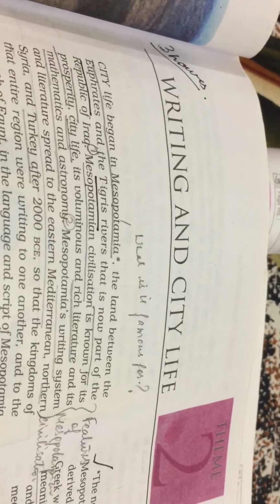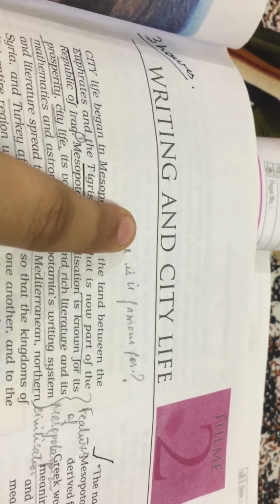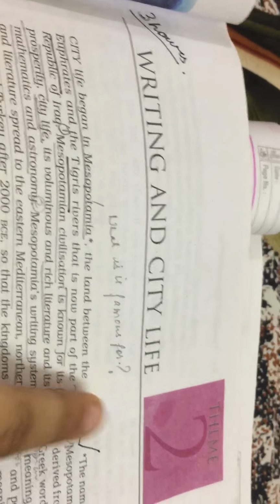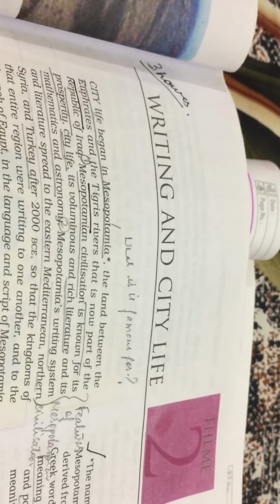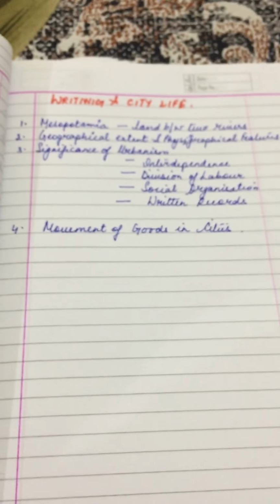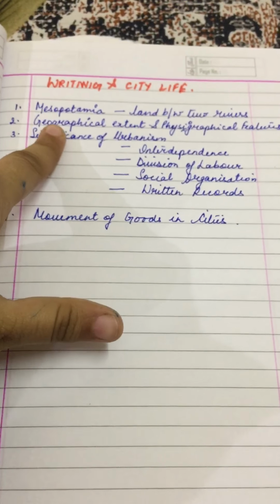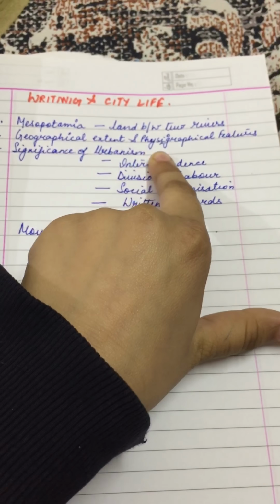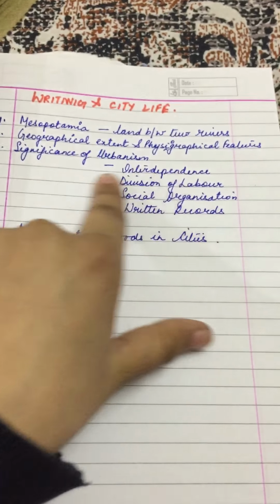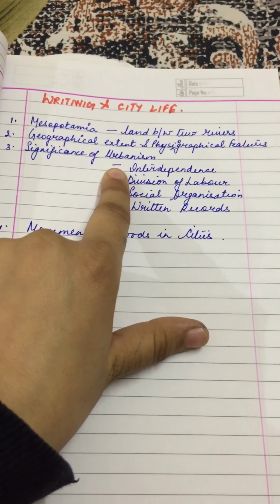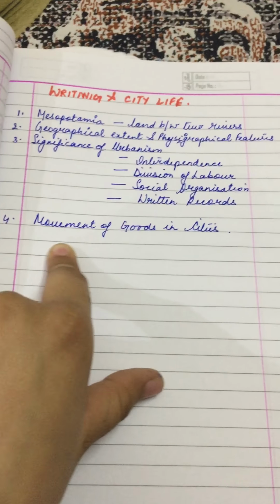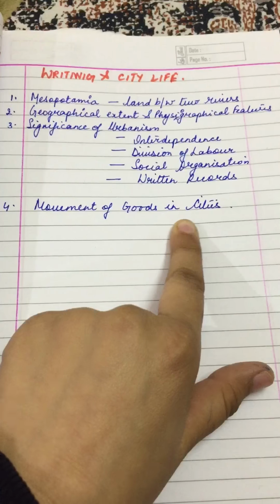I will be sharing how I studied this chapter, which is Writing and City Life, chapter number 2, class 11. So let's get started. In this video, we will be going through four topics: Mesopotamia, geographical extent and physiographical features of Mesopotamia, significance of urbanism, which has 4 points, and movement of goods in cities. So let's start.